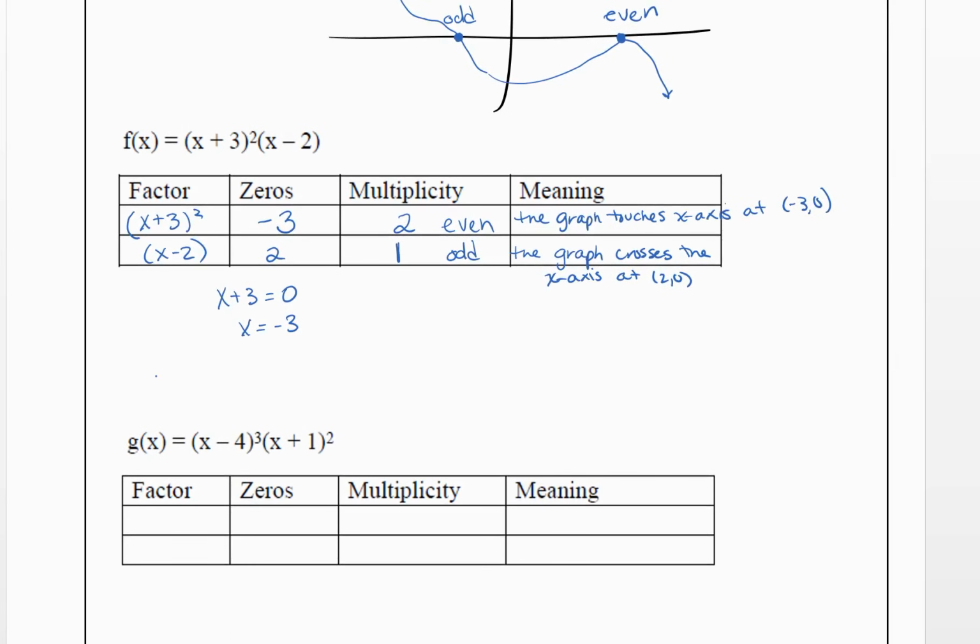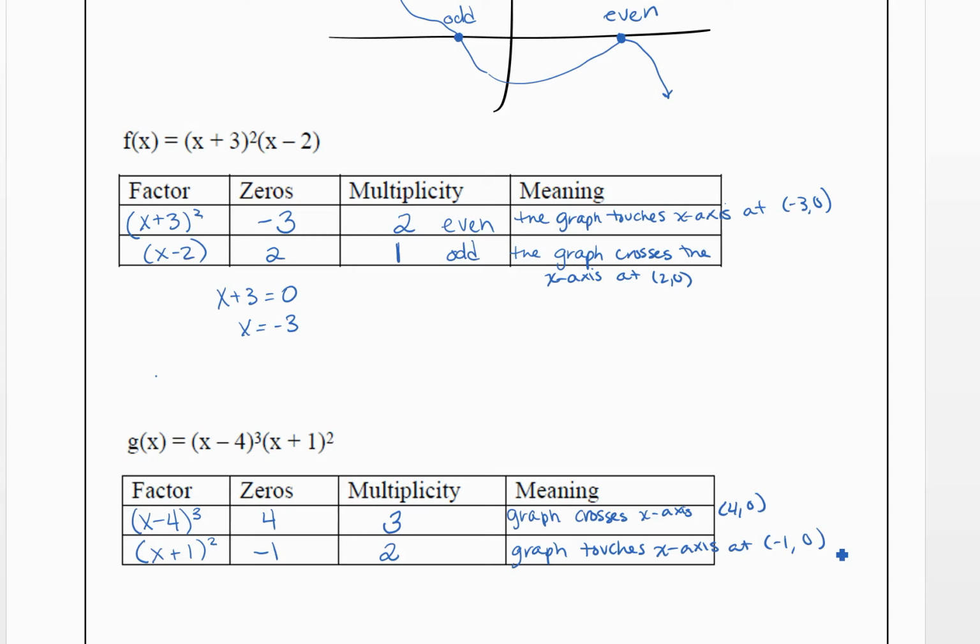Okay, let's look at one more here. So we've got g of x is (x minus 4) cubed times (x plus 1) squared. So we've got the two factors, (x minus 4) cubed and (x plus 1) squared. So our zeros here are going to be 4 and negative 1. The multiplicity on this one, the exponent is 3, so it's odd. And on this one, the multiplicity is 2. So with the odd multiplicity, it means our graph crosses the x-axis at the 0, so (4, 0). And with it being even here, the graph only touches the x-axis at (negative 1, 0).